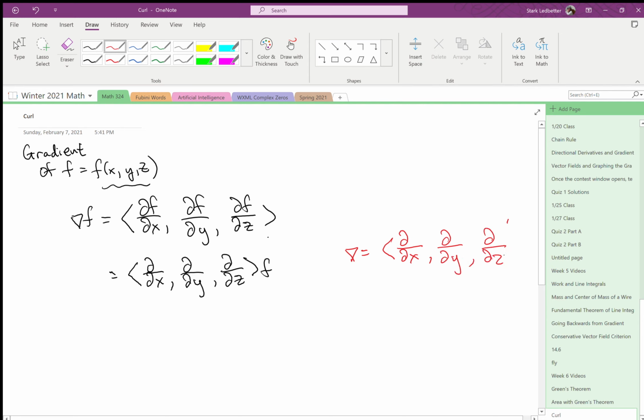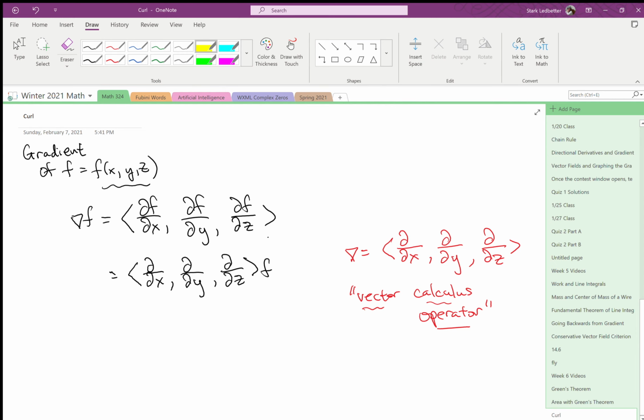Partial with respect to z. This is a term I made up. It's not actually called this. It's a vector calculus operator. What does that mean? It's an operator, meaning it applies to functions. It produces a vector. It's not really a vector because these guys aren't numbers. And calculus because there's calculus stuff in it, partial derivatives. Okay, why do that? Because we want to go crazy and do other things with del.